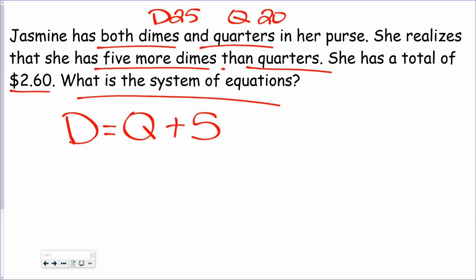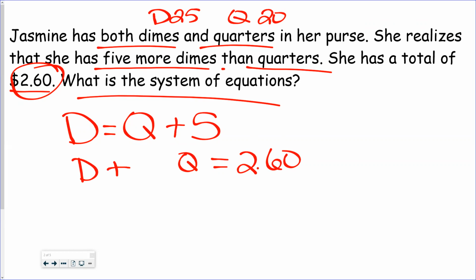My second equation is then going to deal with the total amount of money I have. Well, I know it's going to equal $2.60. But how many quarters and dimes do I have? Well, I don't know that answer, so I can go ahead and put my D plus Q, because I know I'm going to be adding those up. But we're dealing with the amount of money, so that means I also need to know how much a dime is and how much a quarter is. So a quarter is going to be 25 cents. A dime is going to be 10 cents. And that right there would be my system of equations.